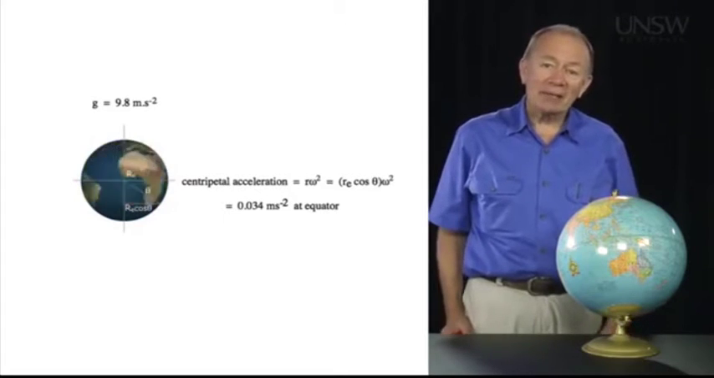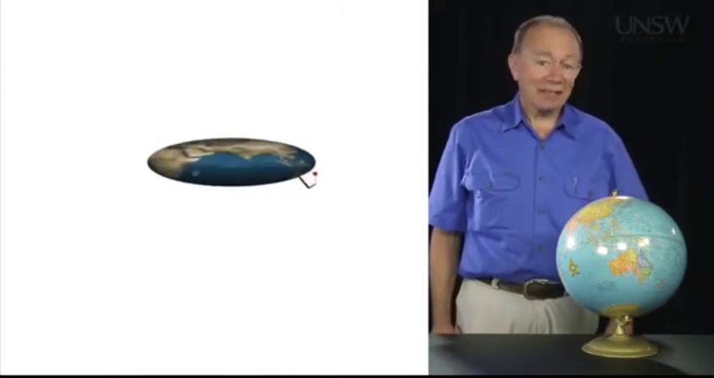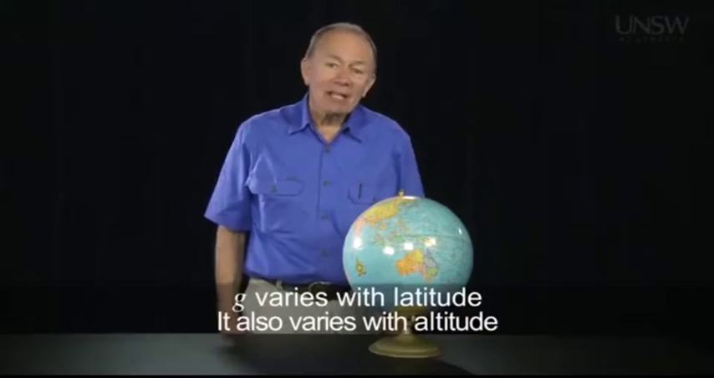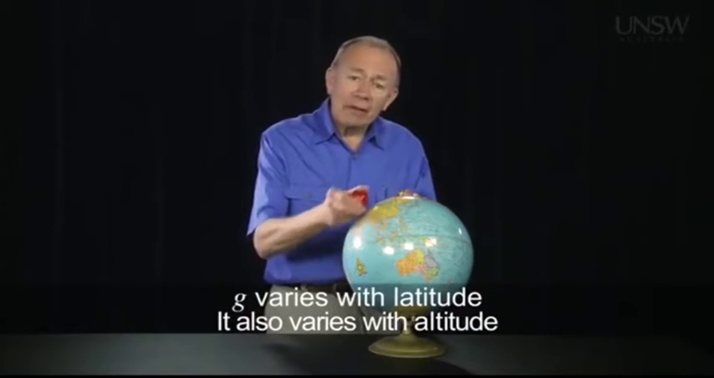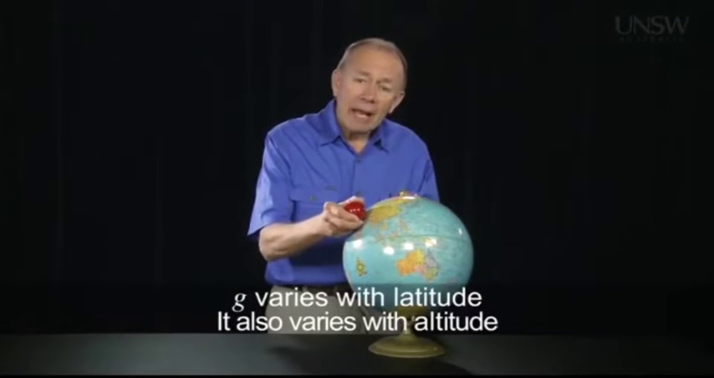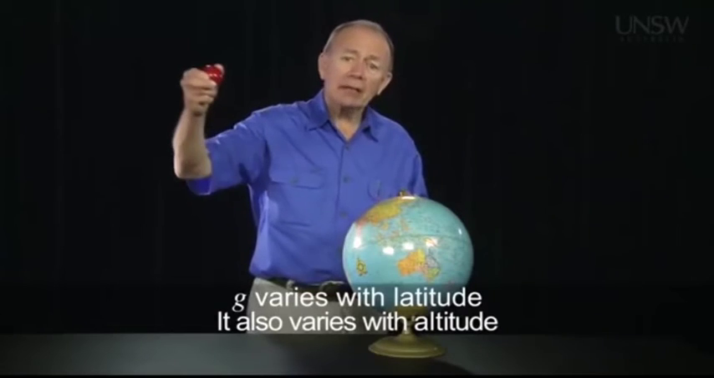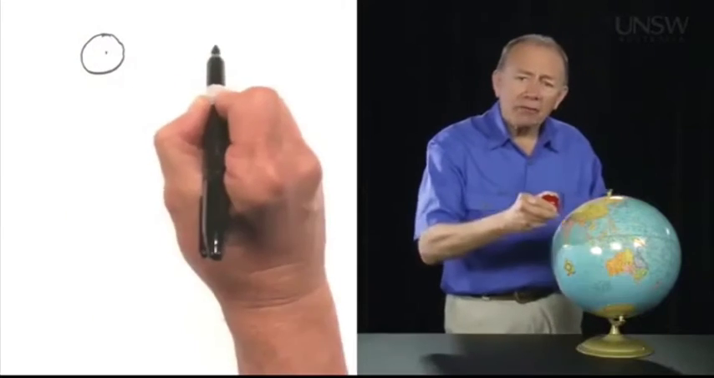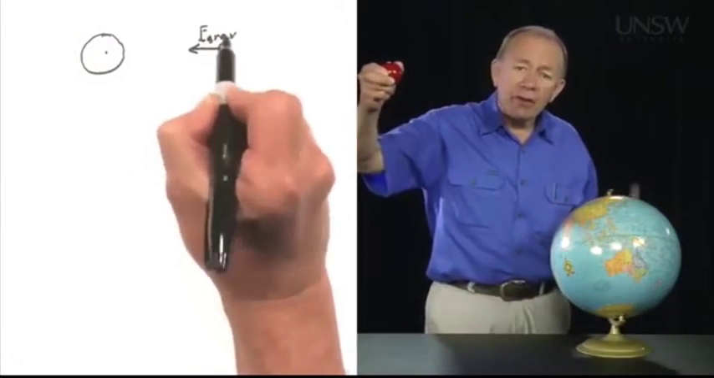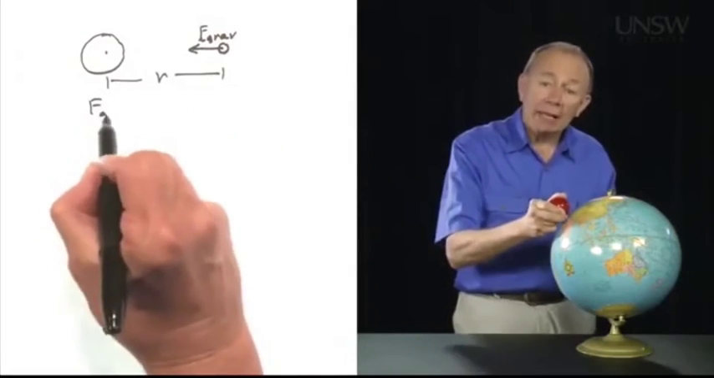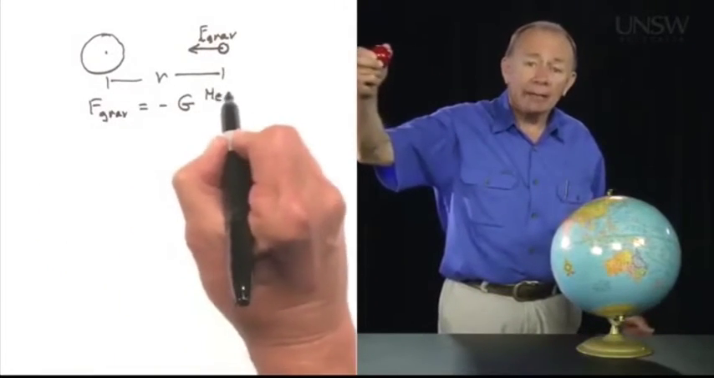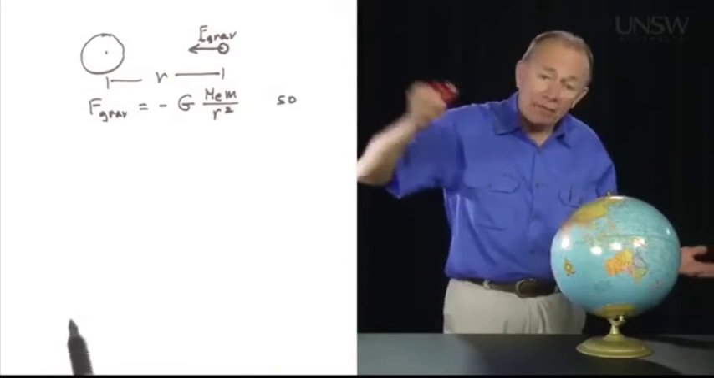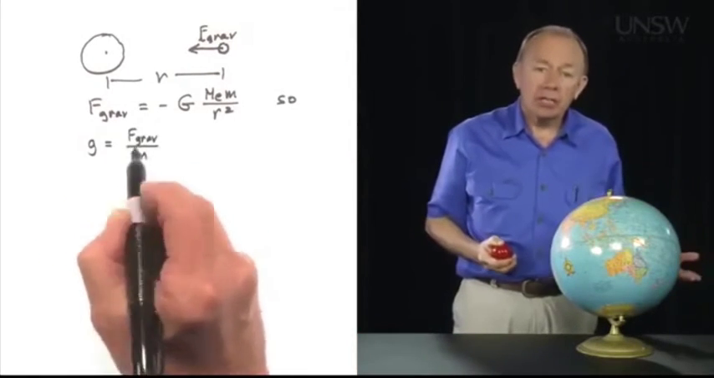If the acceleration were larger than g, things would indeed be awkward. So, little g varies with latitude. It also varies with altitude. As we get further from the Earth, the gravitational force gets smaller as 1 on r squared. And so does the gravitational acceleration, little g.